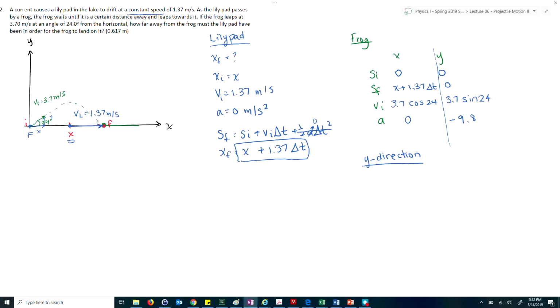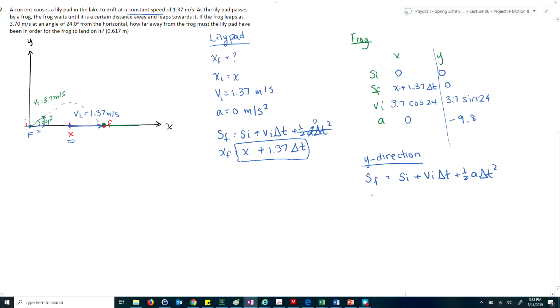Well, I know S initial, S final, V initial, and A. So to solve for time, I'm going to use the first kinematics equation, which is S final equals S initial plus V initial delta t plus 1/2 A delta t squared. So let's plug in everything we know.